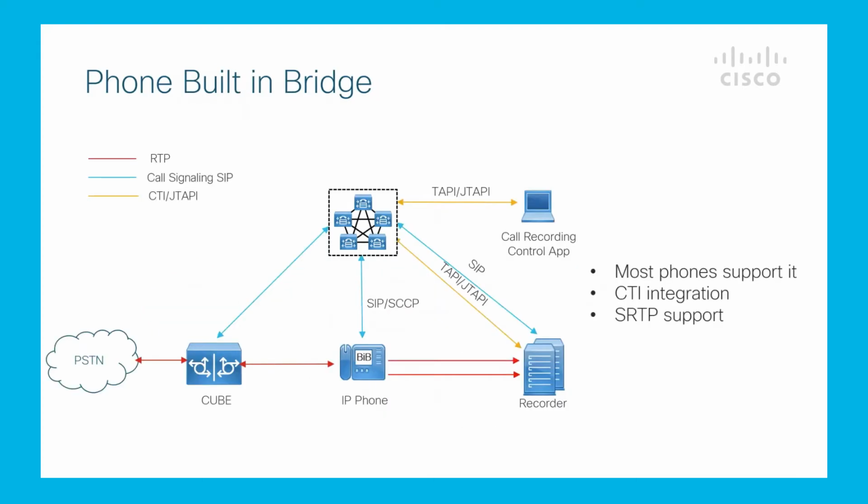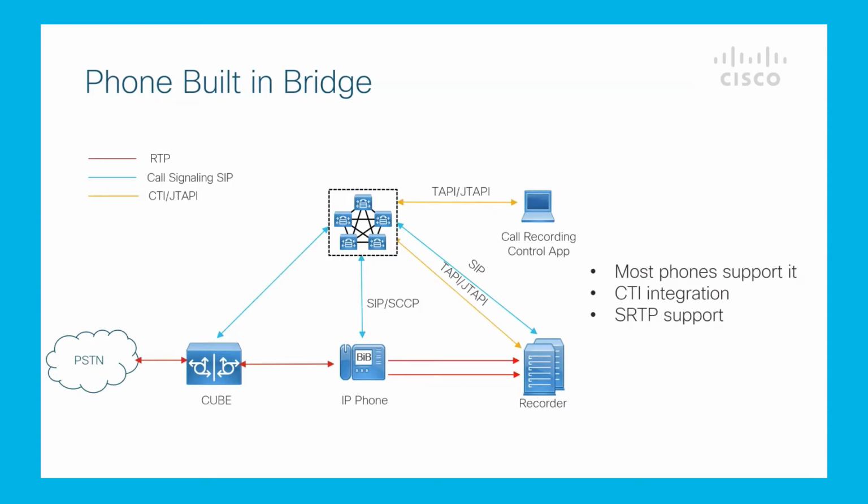The next method is the phone built-in bridge recording, where CUCM checks the DN recording profile and sends an invite to the SIP recorder. You can see the red line shows media traffic and the blue line shows SIP signaling. That is for this slide and also in the coming slides. If built-in bridge is configured, CUCM tells the phone to forward media to the recorder, and the JTAPI signaling from CUCM to the recorder is used to provide metadata of that call.